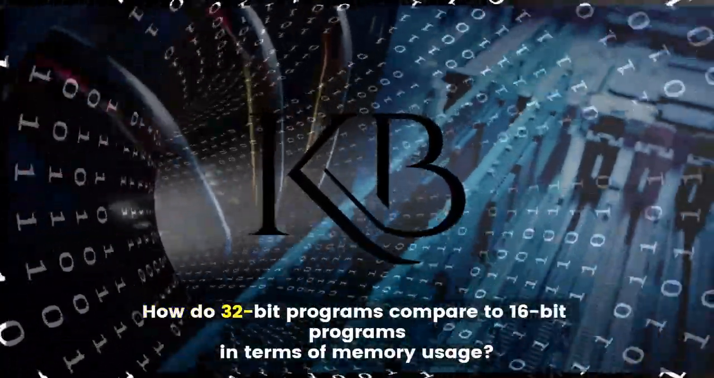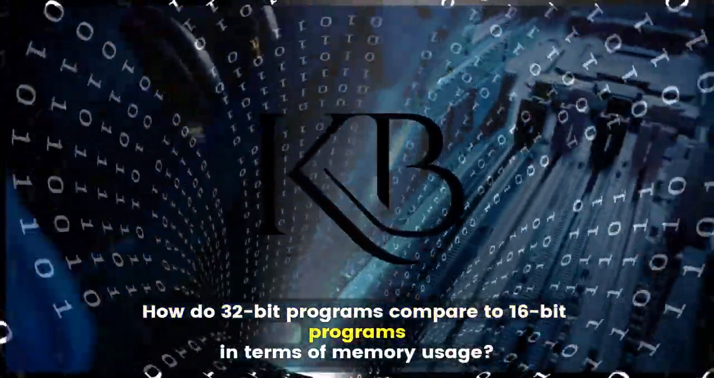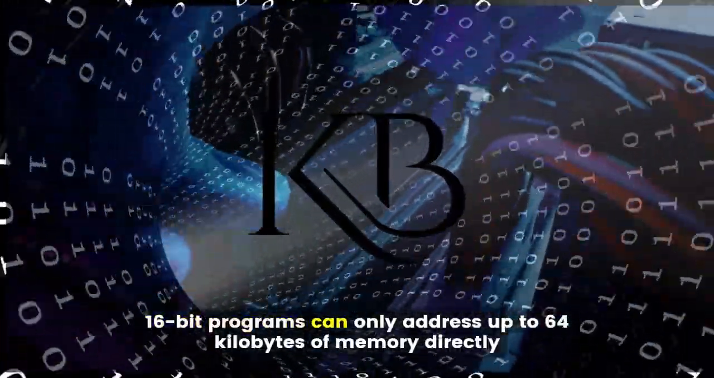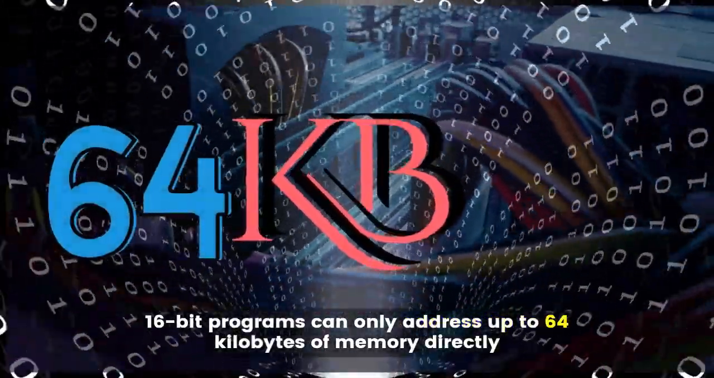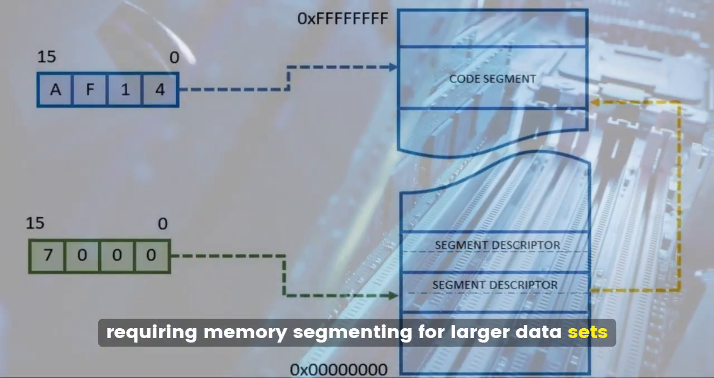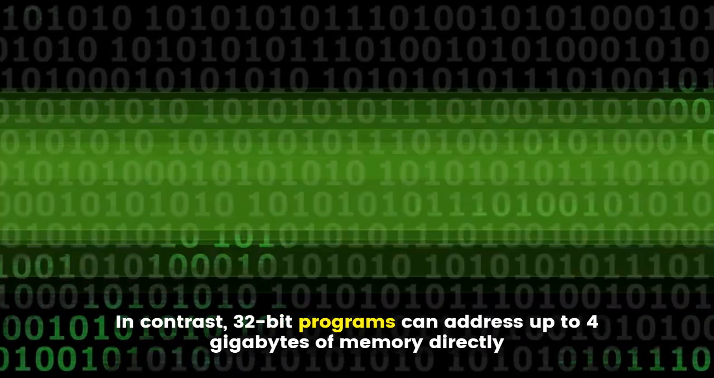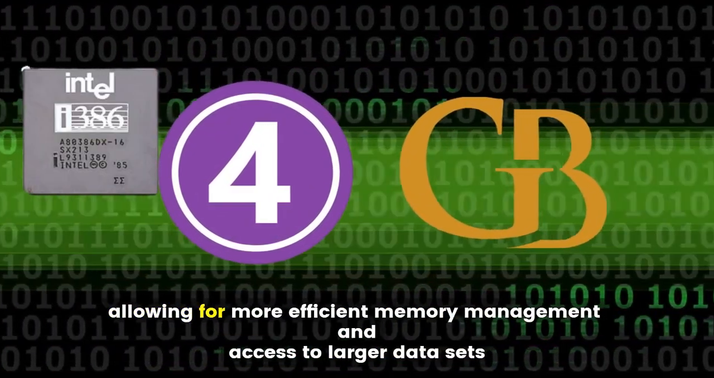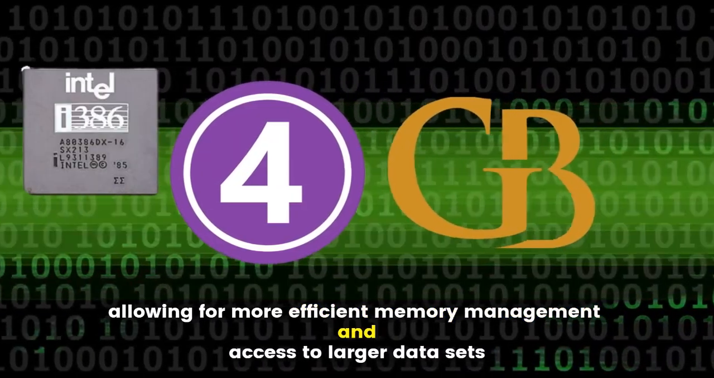How do 32-bit programs compare to 16-bit programs in terms of memory usage? 16-bit programs can only address up to 64 kilobytes of memory directly, requiring memory segmenting for larger data sets, which can be cumbersome. In contrast, 32-bit programs can address up to 4 gigabytes of memory directly, allowing for more efficient memory management and access to larger data sets.